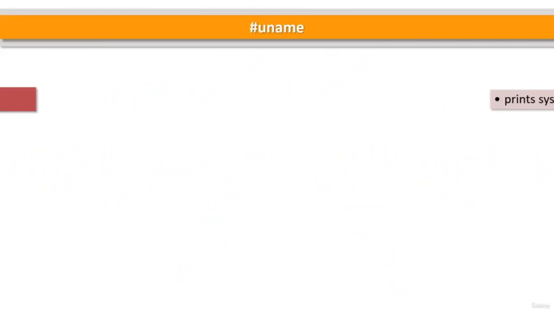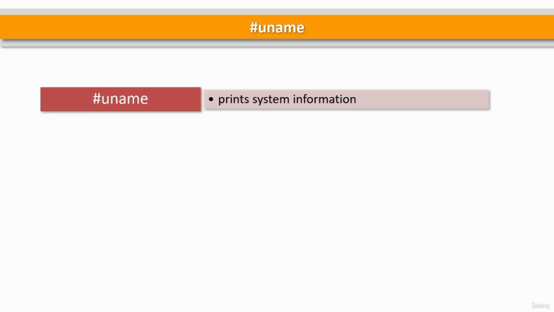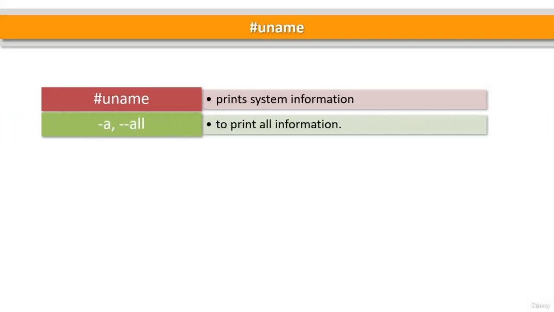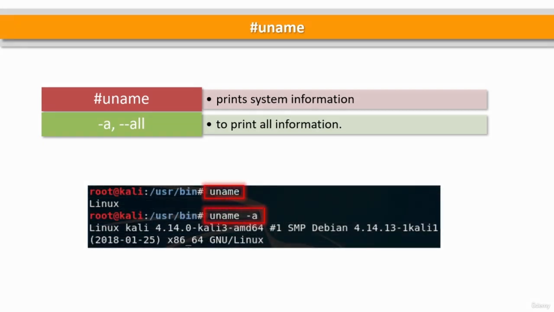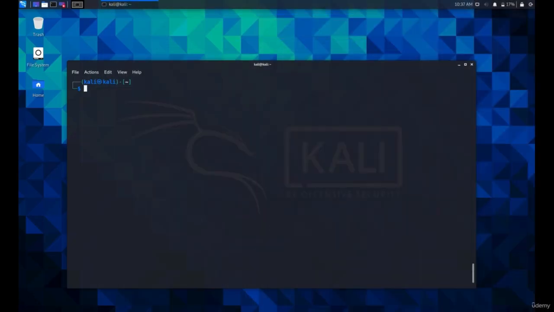So the command uname displays the information about the system. -a is the option that prints out all the system information. So I'm going to give it a shot and see what it looks like. Run uname, and it displays the operating system name. Let's add the -a parameter to print all available information.